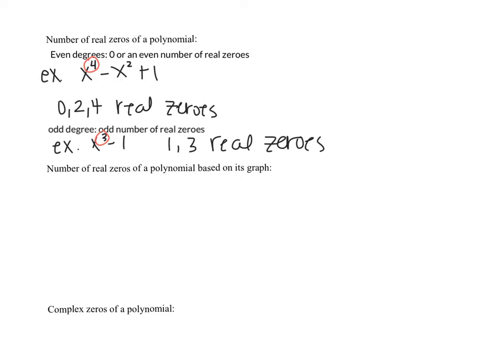To know for certain the number of real zeros a polynomial has, you're going to want to look at its graph. And when you're looking at the graph of a polynomial, whether it's even or odd degree, the way you determine the number of real zeros is based on the number of times the graph crosses the x-axis. Also known as just finding the x-intercepts. So the x-intercepts of a graph are always going to be the number of real zeros.